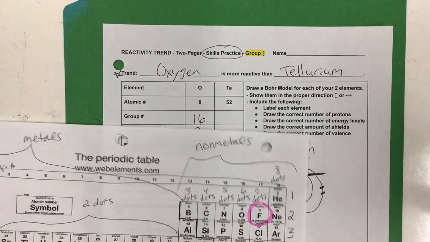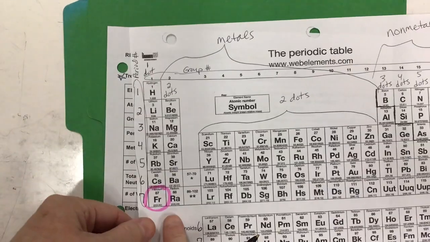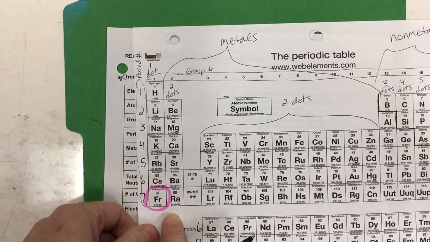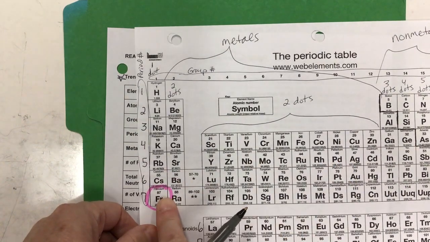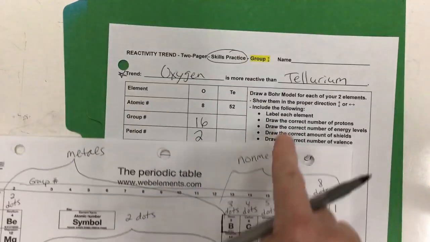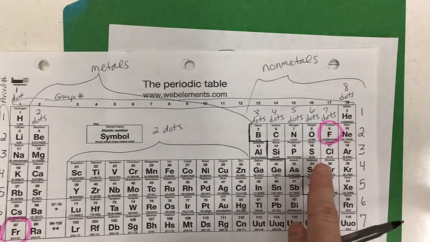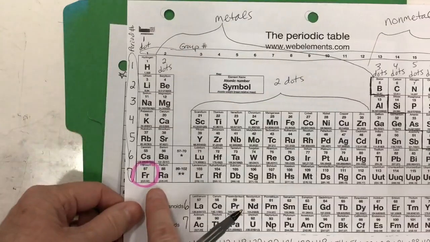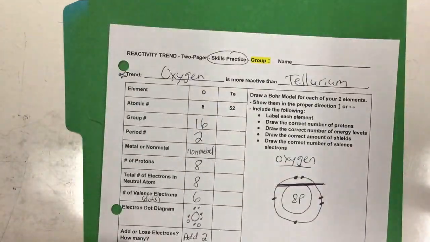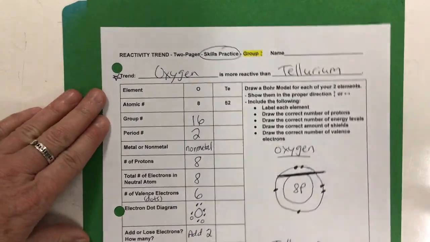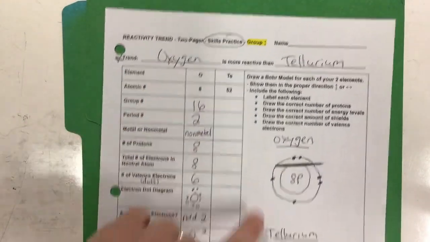Okay. Now if I was on the other side of the periodic table, remember that on the metal side, francium is the most reactive, so I would want elements that are closer to francium to be more reactive. So make sure that you know which side of the periodic table you're looking for. Should I be getting closer to fluorine or should I be getting closer to francium? Okay, so that's how I complete the front side of this paper. Remember to do tellurium in terms of the information here as well as the drawing.